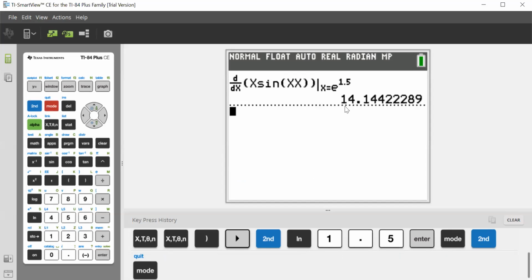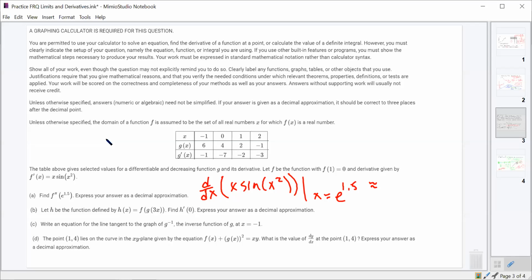So 14.144. Is that what you guys all got? Yeah. All right. And what does it say? It says 3 decimal places, right? Everybody good there? Any questions on part A? This is basically what a free response question might look like, and that question would probably be worth only 1 point. So you get 1 point out of 9 for that.